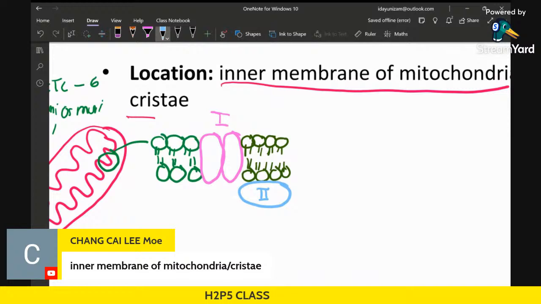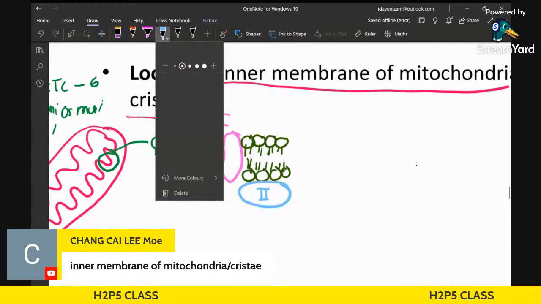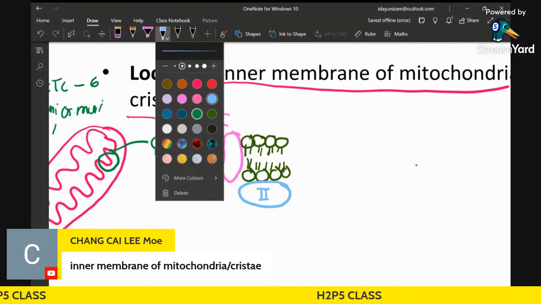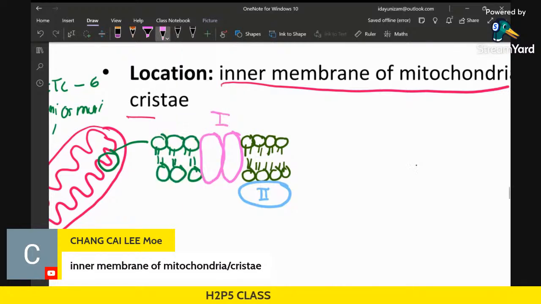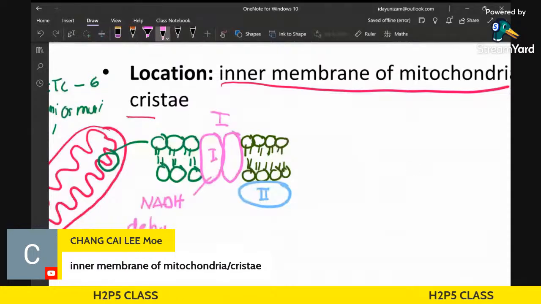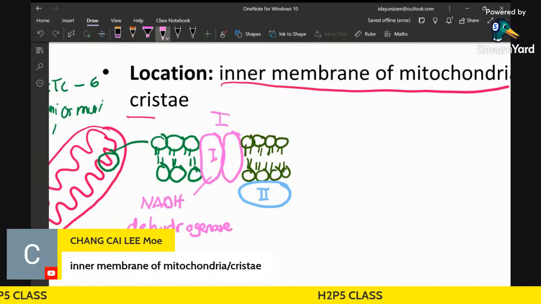So number 1, teacher wants you to sketch together with me. Number 1 just now is NADH dehydrogenase. This number 1 is labeled as NADH dehydrogenase. Number 1, complex one.